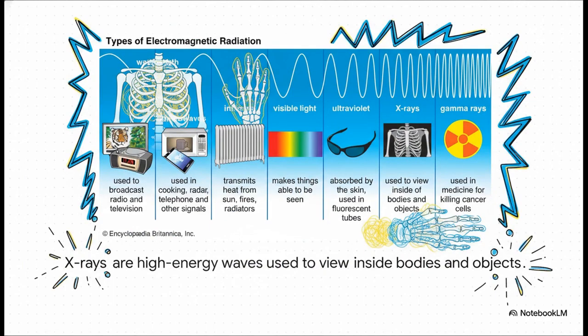All right, let's jump all the way to the other end of the spectrum. Way, way up in the high energy zone are X-rays. Their wavelength is so tiny and their energy is so high that they can blast right through soft stuff like skin and muscle, but they get stopped by bone. And that gives us the incredible power to see inside our own bodies.